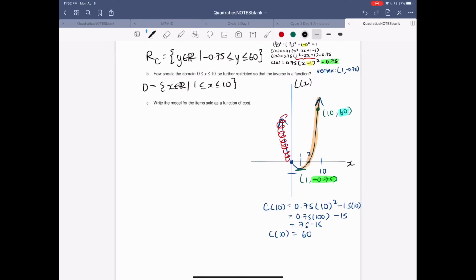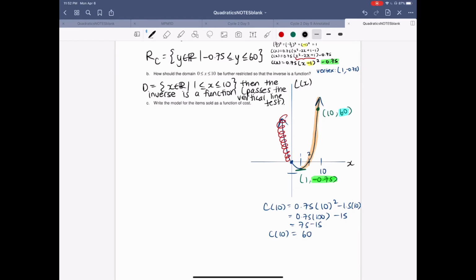So if I have it like that, then the inverse is a function, i.e., it passes the vertical line test.